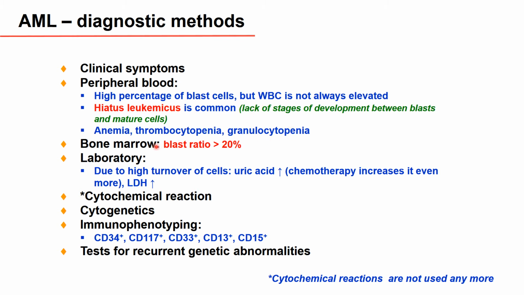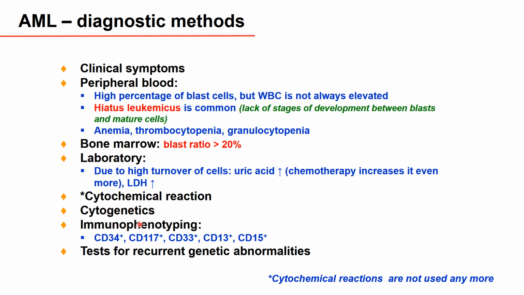If we take a bone marrow aspiration, the blast ratio is over 20%. This is, as mentioned, the diagnosis for acute leukemia. The laboratory tests, for example, show that the uric acid level is higher, or the LDH level is higher, due to the increased cell turnover. Cytochemical reactions are not used anymore, but now cytogenetic tests are used, or immunophenotyping.